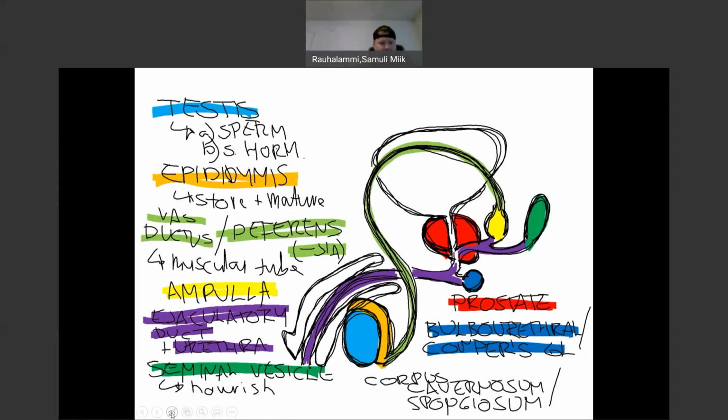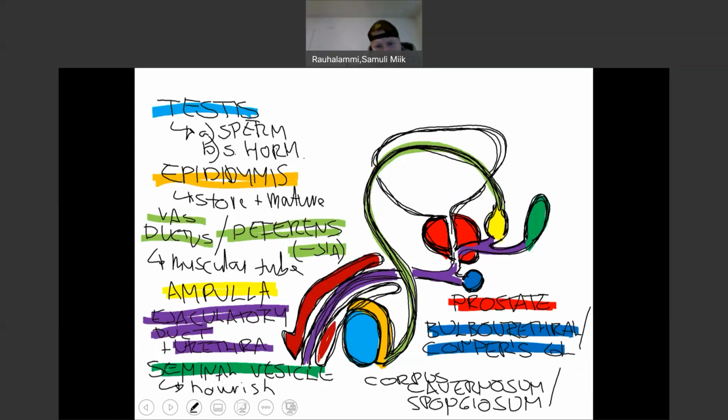And these are going to be our corpus cavernosum and corpus spongiosum. Let me just see if I can pick a color that we haven't used yet, so that we don't make the diagram more confused. I think it's always a good idea to try to keep it as simple as possible. We want to highlight structures, but we don't want to create more confusion.